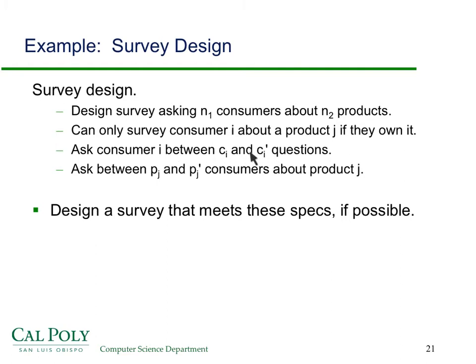So you want it to have between C sub I and C sub I prime questions. And you want to make sure that you've got enough questions so that you really learn something about the product. So there's going to be a lower bound P sub j and an upper bound P sub j prime of the number of consumers that you're going to ask about that product. So you want to design a survey that meets these specs if possible.